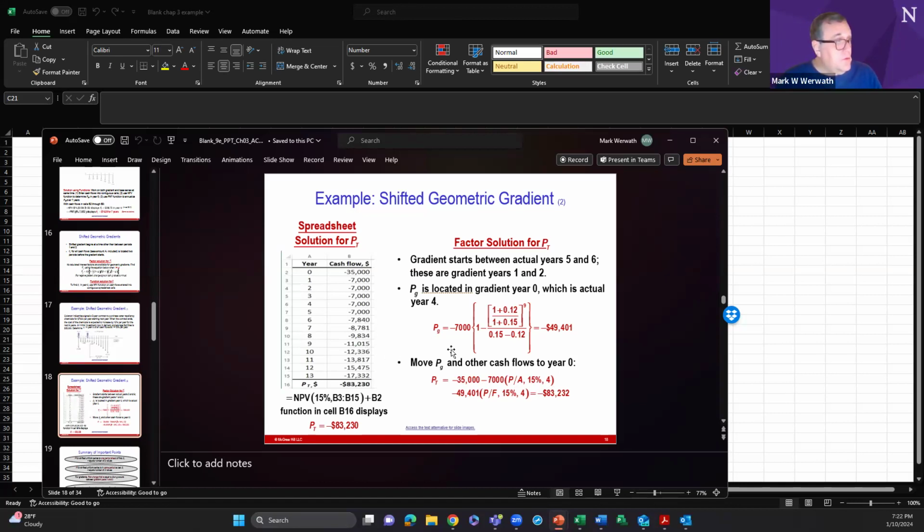And recognize when you're doing the gradient portion, you have to bring that back to the present as well, okay? So everything needs to be brought back to year zero. That's what you're doing here. So the spreadsheet solution I've shown you and the factor solution I've shown you both agree, negative 83,232.